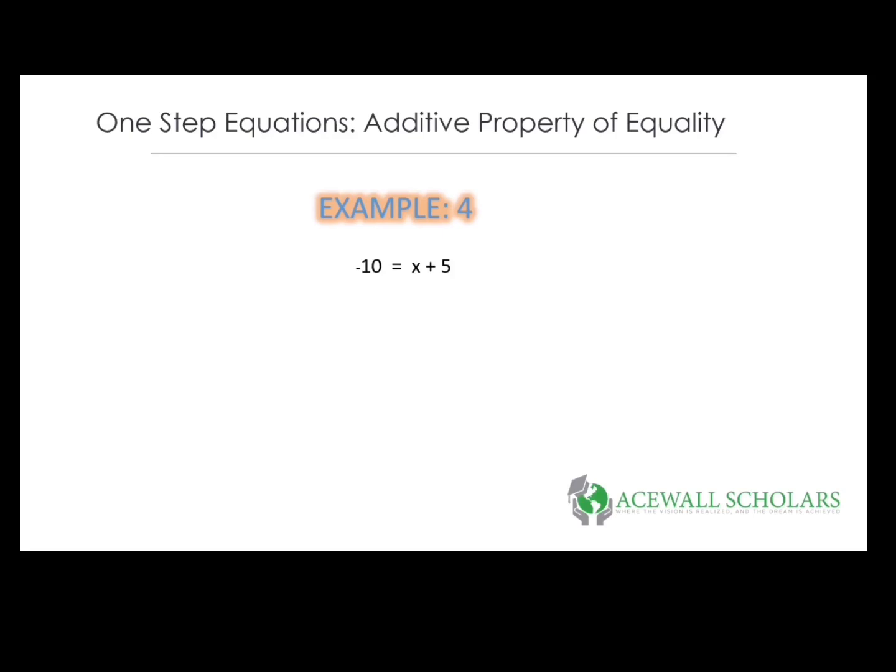So whatever is on the same side of the equation with the x, it needs to move to the other side of the equation. So what's on the same side of the equation with the x? We have the plus 5, right? So in order to move to the other side of the equation, we do the opposite. So what's the opposite of plus 5? Minus 5. So we're going to minus 5 on both sides of the equation.